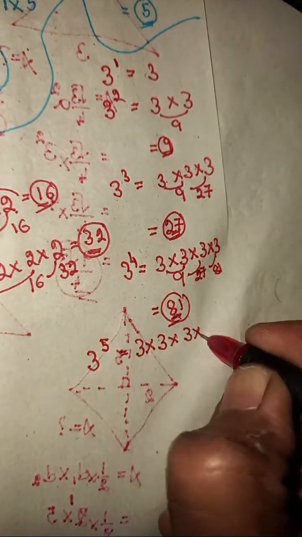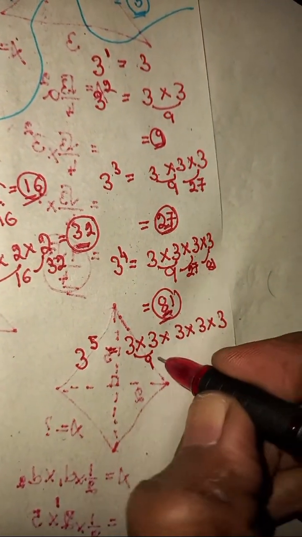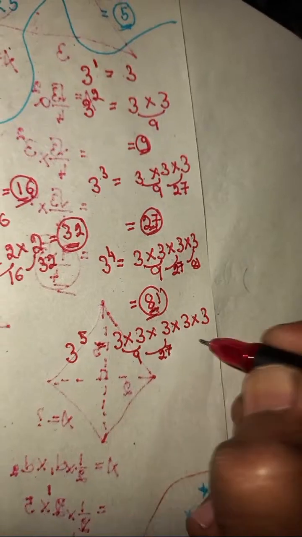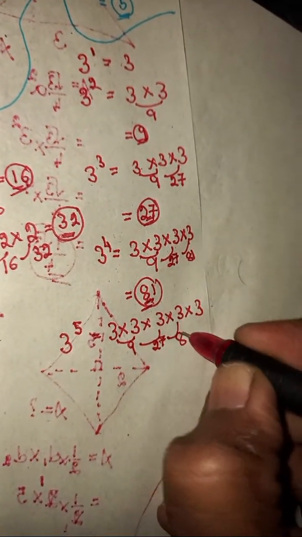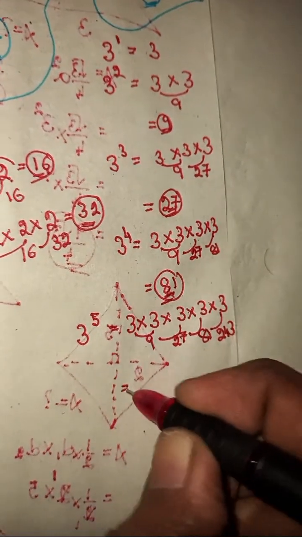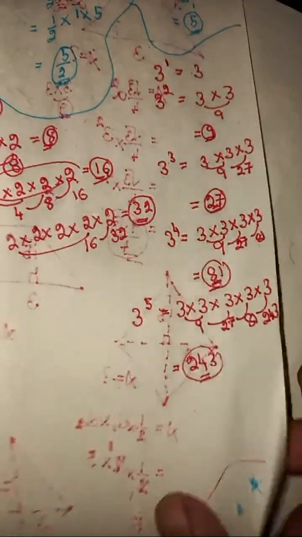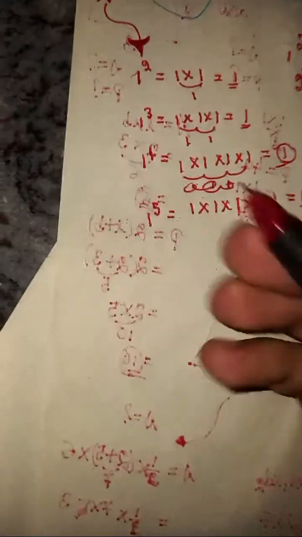Let's do another one, that is 3 power of 5, which is 3 times 3 times 3 times 3 times 3. 3 times 3 is 9. 9 times 3 is 27. 27 times 3 is 81. 81 times 3 is 243. It is 243. And let's take the next number, which is 4.